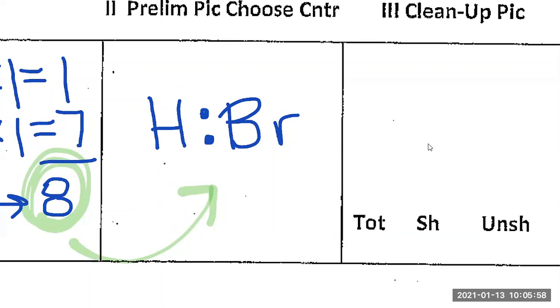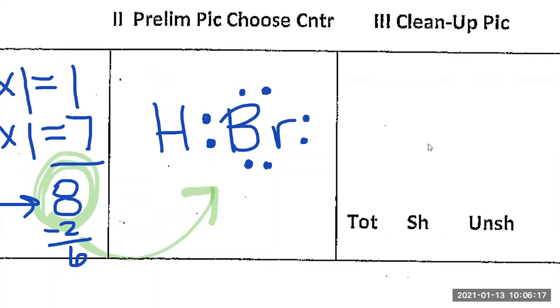It still needs 8. Well, guess what? Remember, we've only put 2 in our drawing so far. We still have 6 we can add. Let's go ahead and add those. 1, 2, 3, 4, 5, 6. And this is our preliminary drawing. All of our electrons are shown as dots.